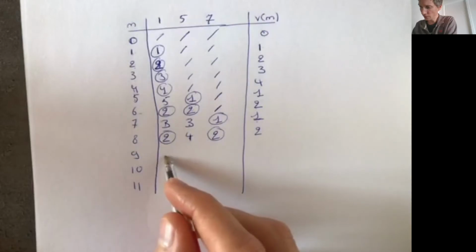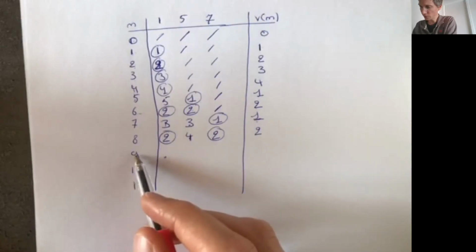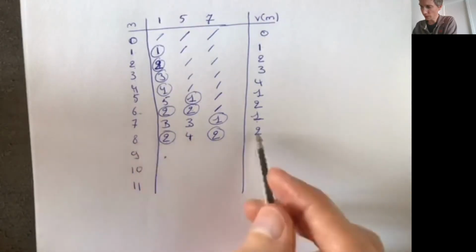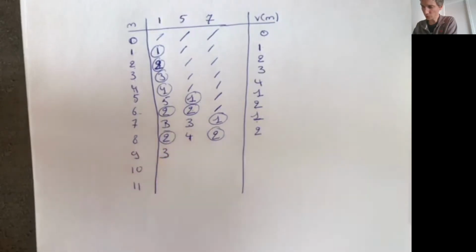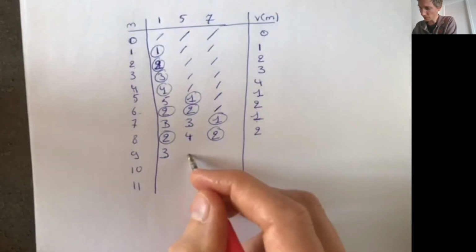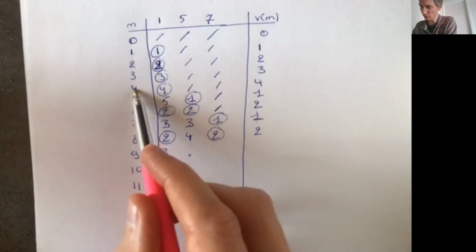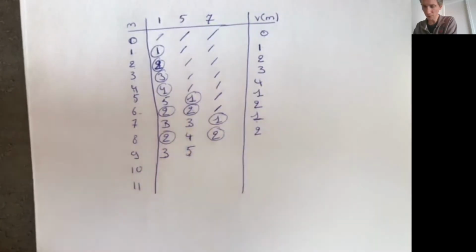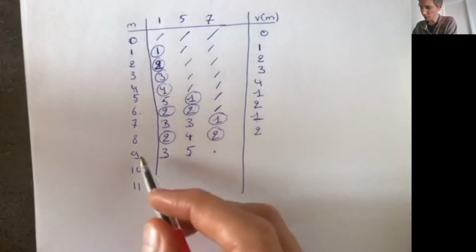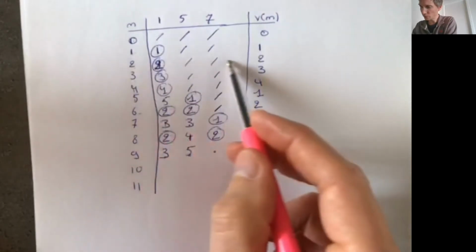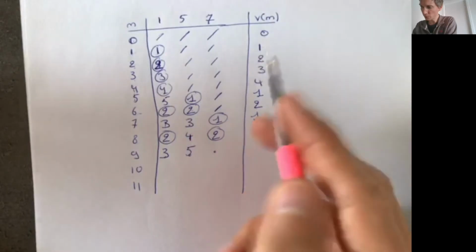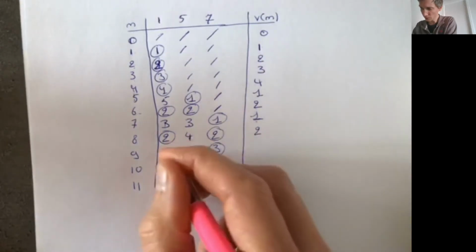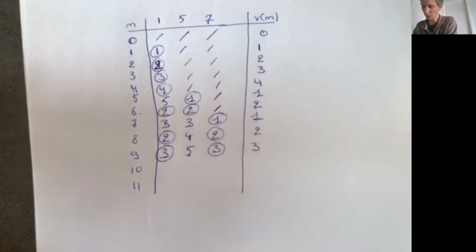For the 9, if I use a 1 cent coin, I still need to repay 8, which takes 2 coins, so 3 coins in total. If I use my 5 coin, I still have an amount of 4 to repay, which uses 4 coins, so this will be 5 coins in total. If I use my 7 coin, I still need to repay 2, so it's going to be 2 plus 1 is 3 in total. Okay, so here this optimal number of coins is 3.